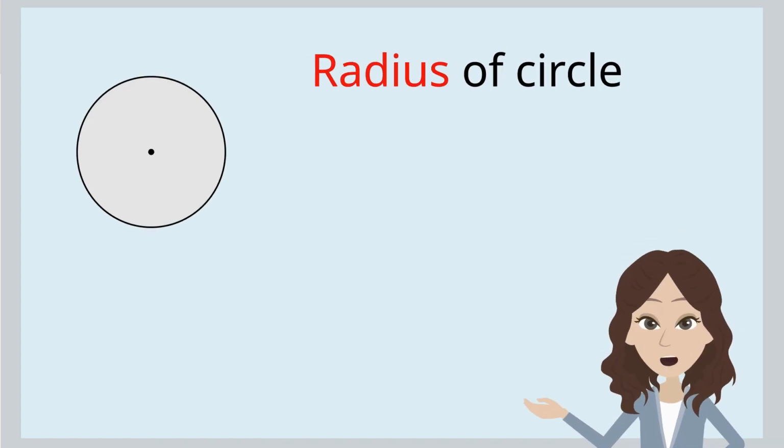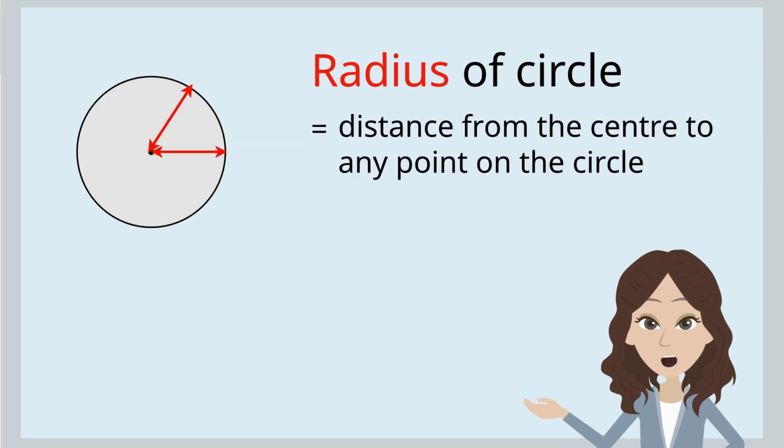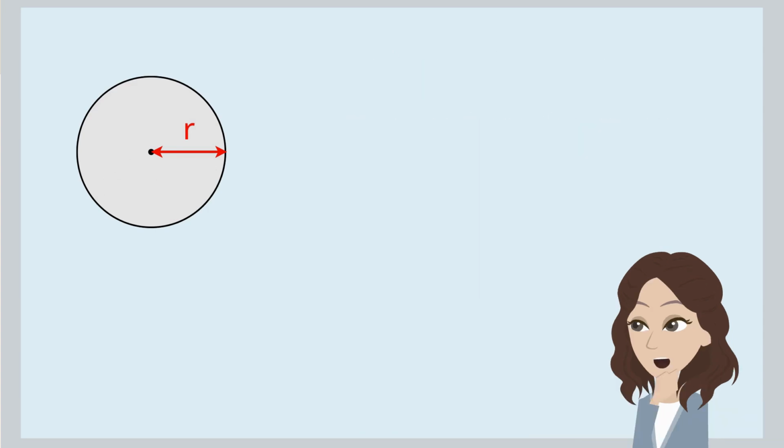Now, let's look at a circle. The radius of a circle is the distance from its center to any point on the circle. We write it as r. How can we use the radius of the circle and pi to find its area?